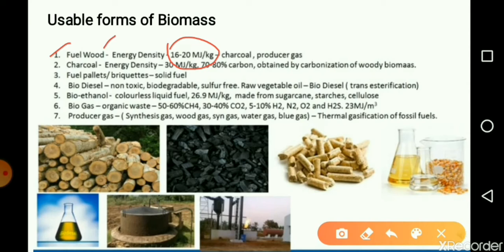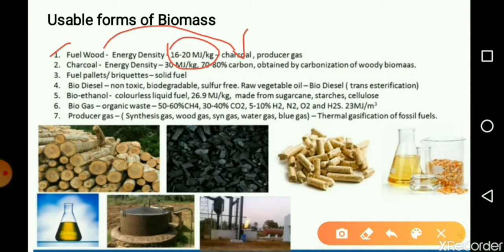Or we can convert this fuel wood into charcoal or producer gas. So this fuel wood is the basic source of energy, and it can be used for cooking and some other heating purposes in the rural areas by the combustion process. It is the natural metabolic process in which the carbon from the fuel wood interacts with the oxygen in the atmosphere to produce heat, as well as some byproducts like carbon dioxide and carbon monoxide.